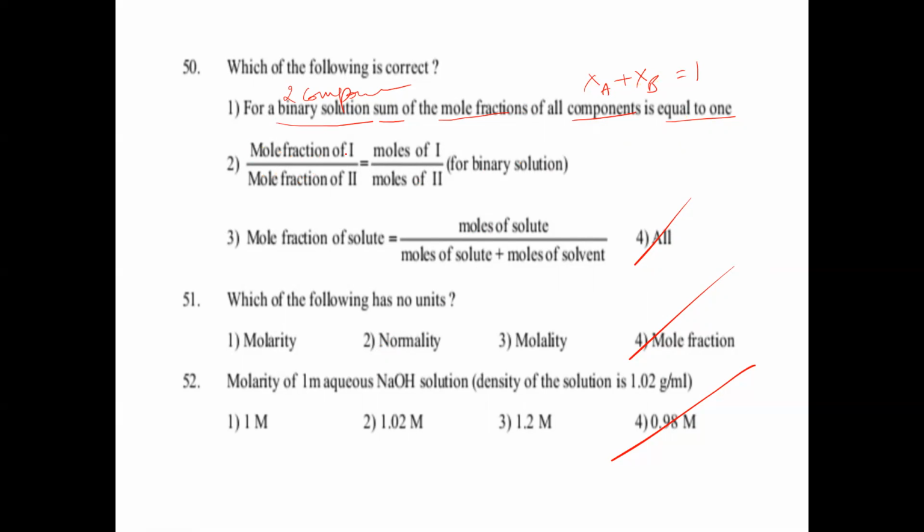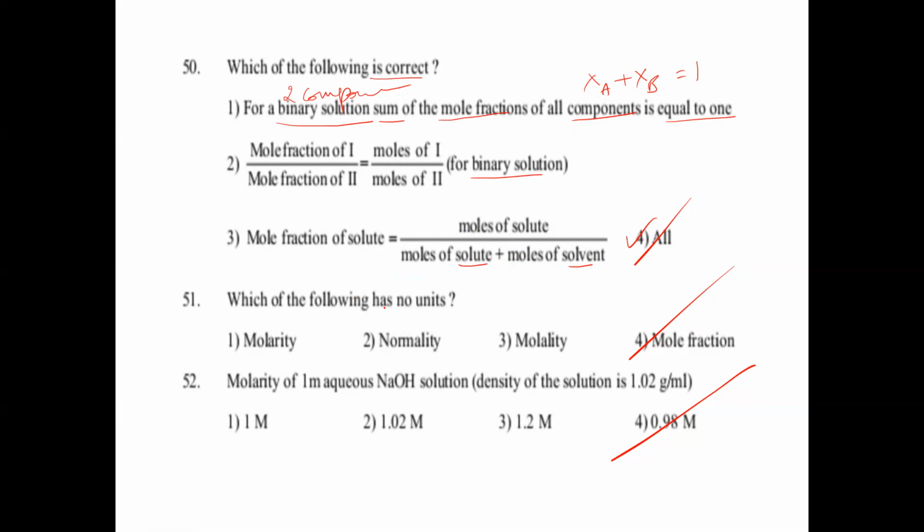Next, the mole fraction of the first component divided by the mole fraction of the second component must be equal to the number of moles of the first component by the number of moles of the second component. It is true for a binary solution, so this is also a correct statement. Next, the mole fraction of solute is equal to the number of moles of solute divided by the total number of moles of solution. Solution contains solute plus solvent. So all three statements given are correct, and that's why we go for the fourth option, that is, all are correct.